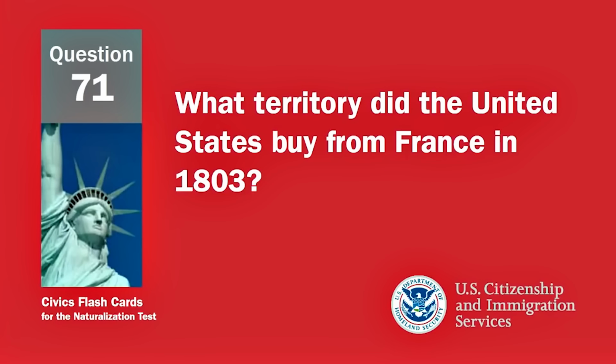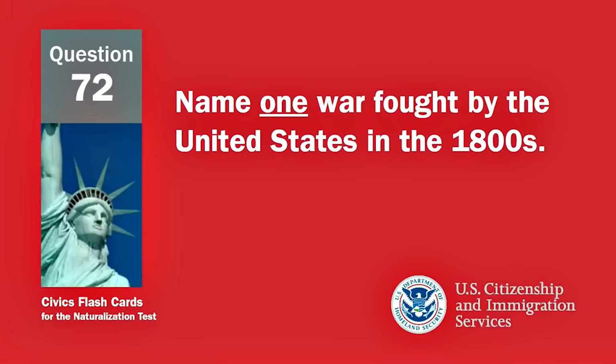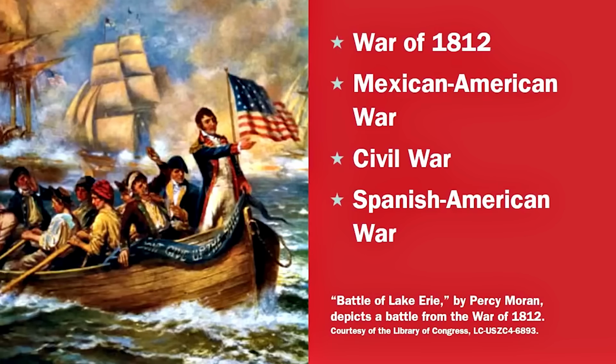What territory did the United States buy from France in 1803? The Louisiana Territory. Louisiana. Name one war fought by the United States in the 1800s. War of 1812. Mexican-American War. Civil War. Spanish-American War.